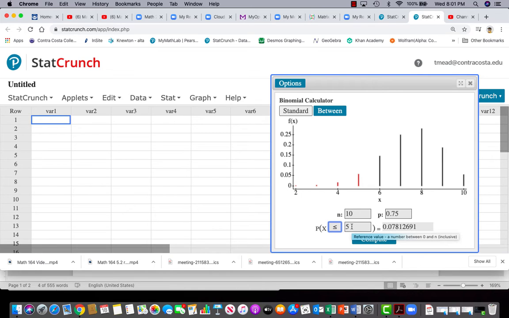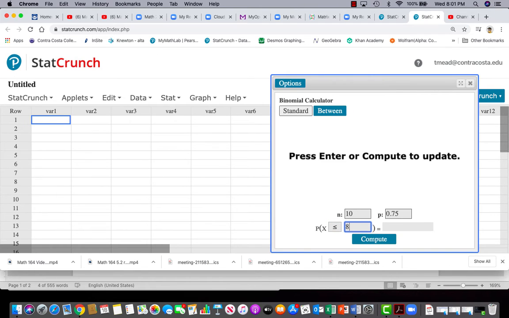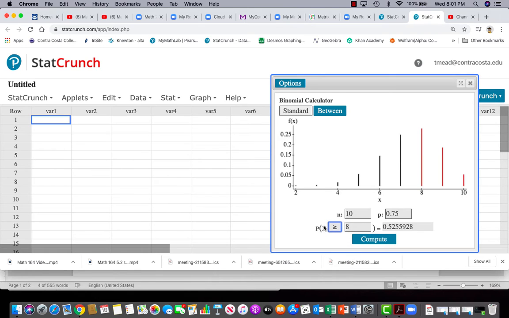The last thing we're supposed to find out is the probability that x is 8 or more. So I'll go back, change the 5 back to an 8. An 8 or more means it could be 8, or it could be 9, or it could be 10. So we need to change the direction here to x greater than or equal to 8. So here's the 8, here's the 9, and here's the 10, and you can see they're on the right side.